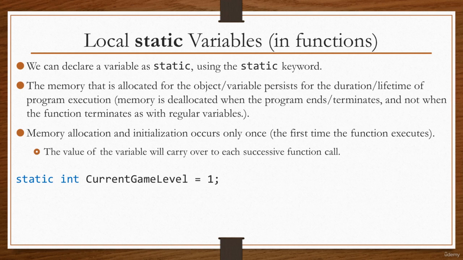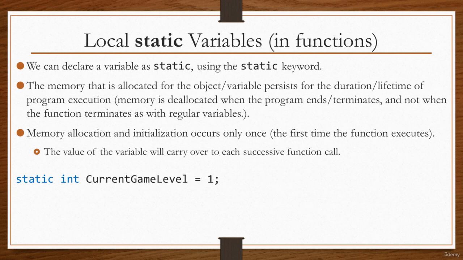So in this section we'll focus primarily on local static variables in functions, because you have static functions. You have static members, so within classes, for example, or structs, and so on, and we'll discuss those later on. So for right now, once again, we are mainly concerned with static variables as you would use them in functions. Now we can declare a variable as static simply using the static keyword, as you see in the demo right below here. So I have static int current game level, for example, and I set that to 1.